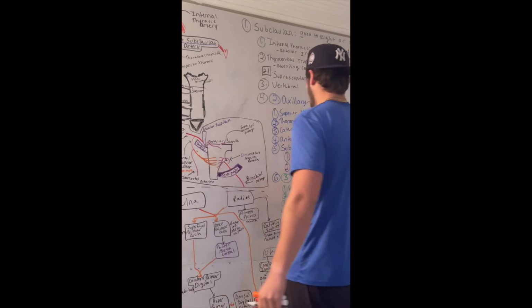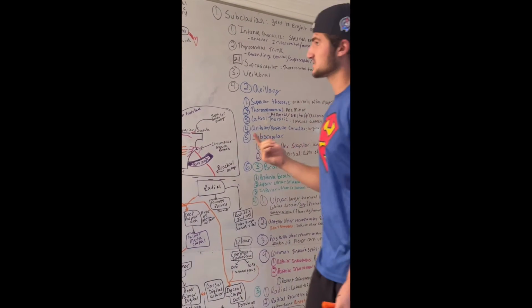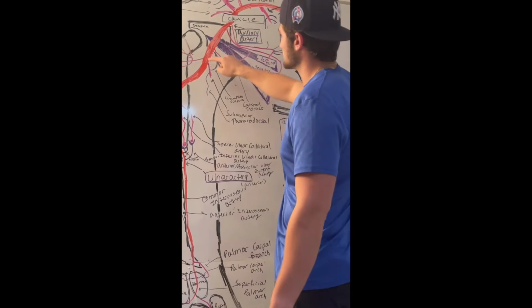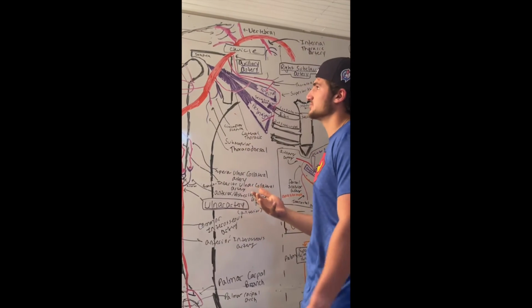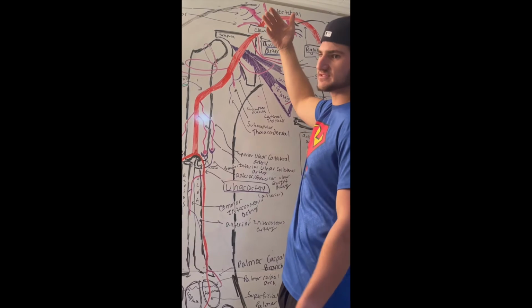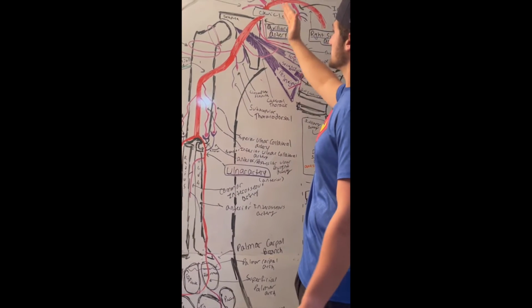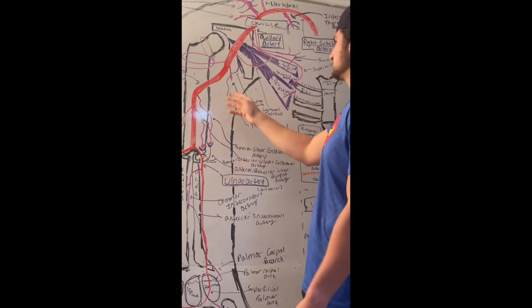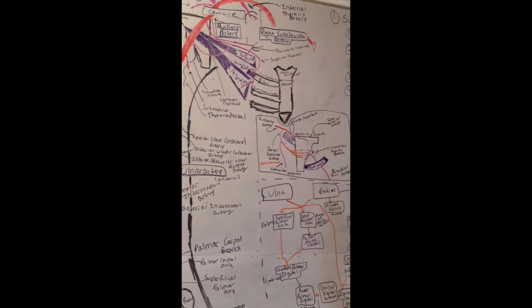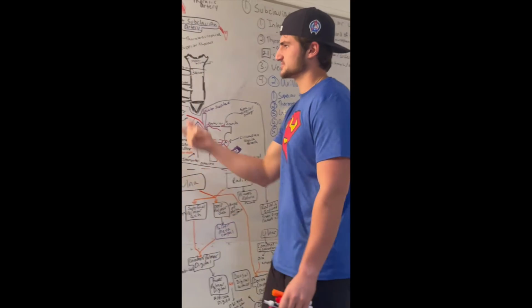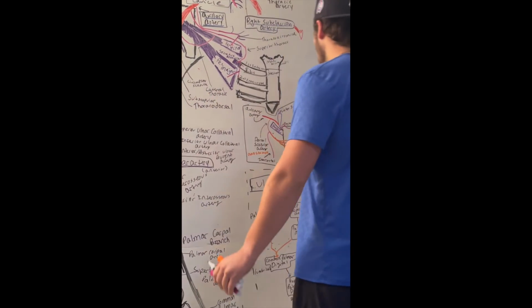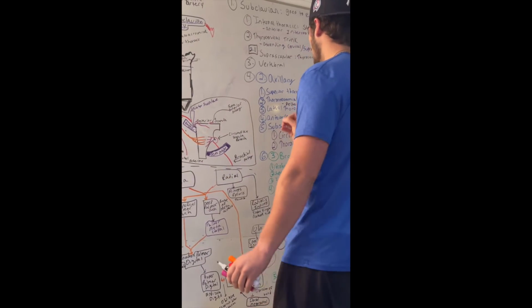Okay. Next, we have the subscapular. Okay, so subscapular is going to branch down, right? What does subscapular mean? Below the scapula. Suprascapular would be above the scapula. Okay, axillary artery, now we have the subscapular, right? Unfortunately, the subscapular is going to branch into two things as well. It's going to branch into the circumflex scapula, and also into the thoracodorsal.